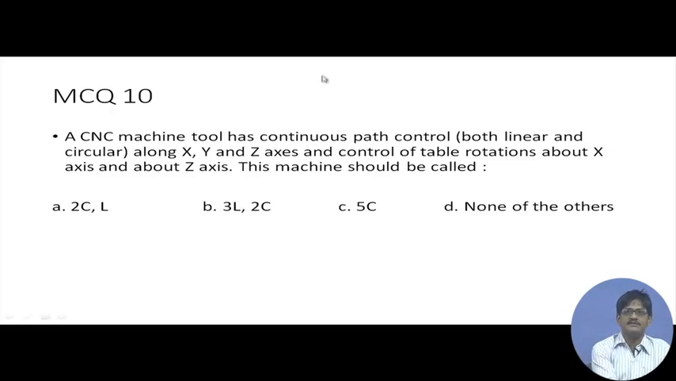Of course, here something is slightly ambiguous, that whether this control of table rotation is done at a controlled rate or not, we have not mentioned it. So, this ambiguity is there, it should be mentioned in order to remove any doubt. So, considering that this table rotation is fully controllable extent wise and velocity wise, we will in that case say that 5C is correct. That means C is correct.